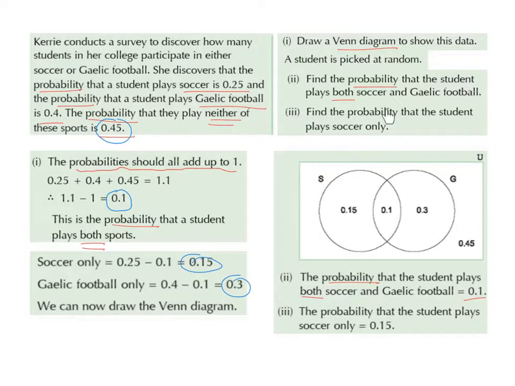Part 3. Find the probability that the student plays soccer only. So the probability that the student plays soccer only is 0.15. So that's inside set S. And likewise, the probability that they play Gaelic only would be 0.3, and the probability that they play neither would be 0.45.